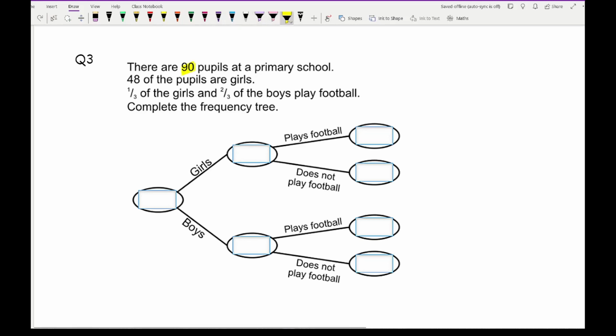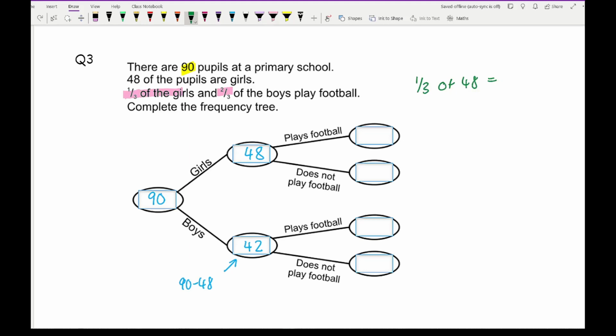So here we've got 90 students in total, and 48 are girls. Now that means that to work out the boys, I've got to do 90 take away 48, which gives me an answer of 42. Now in terms of the next bit, I need to use this bit of information. It says I need to work out what 1/3 of girls is, which is 48.